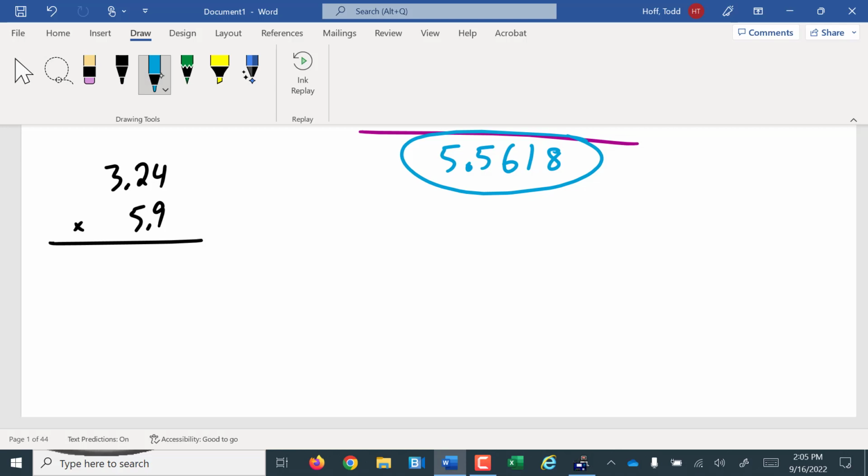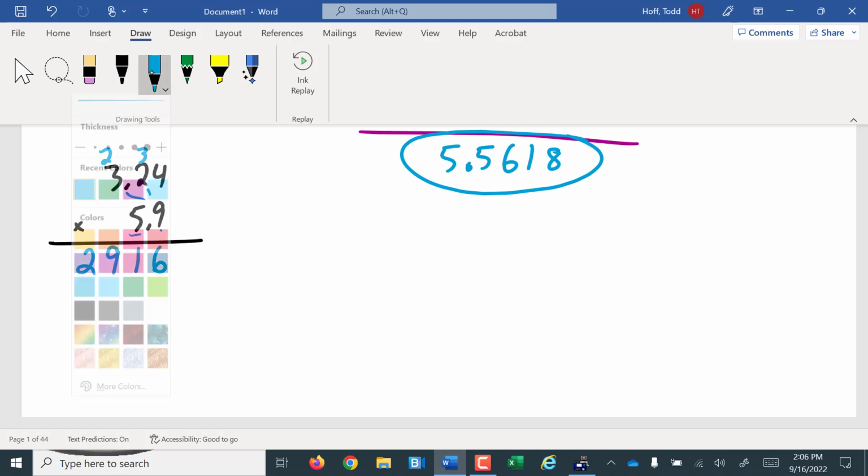So we'll do 9 times 4 is 36. There we go. So 6, carry the 3. 9 times 2, 18 plus 3, 21. So 1, carry the 2. 9 times 3, 27 plus 2, 29. So 9, we carry the 2. There's no place to go, so we just put it there. Now we're done with the 9.